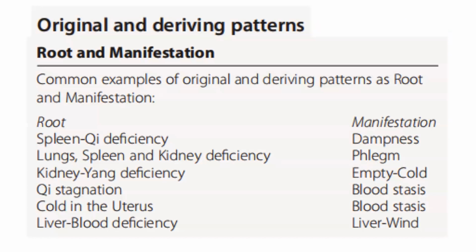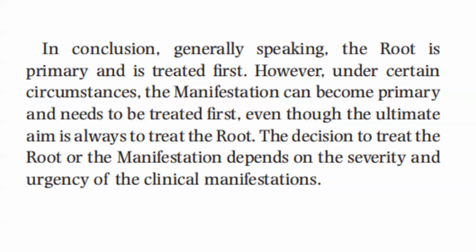Common examples of original and deriving patterns as root and manifestation: for the root, we have spleen qi deficiency with dampness as manifestation. Lung, spleen, and kidney deficiency will manifest as phlegm. Kidney yang deficiency, empty cold. Qi stagnation, blood stasis. Cold in the uterus, blood stasis. Liver blood deficiency, liver wind.